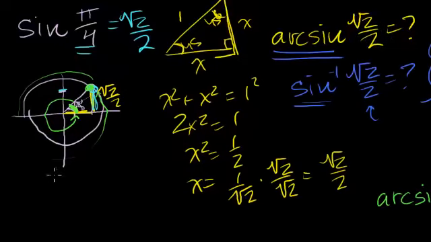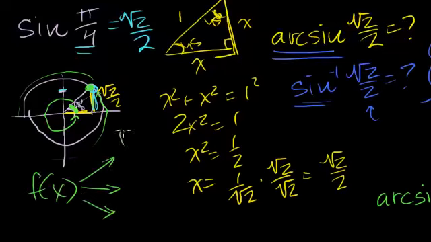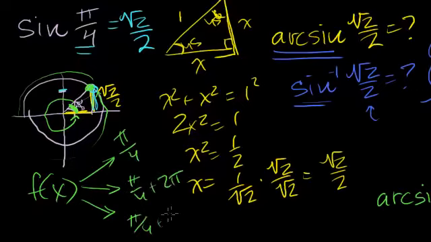And that's a problem. You can't have a function, f of x, where it maps to multiple values. Where it maps to pi over 4, or it maps to pi over 4 plus 2 pi, or pi over 4 plus 4 pi. So in order for this to be a valid function, in order for the inverse sine function to be valid, I have to restrict its range.